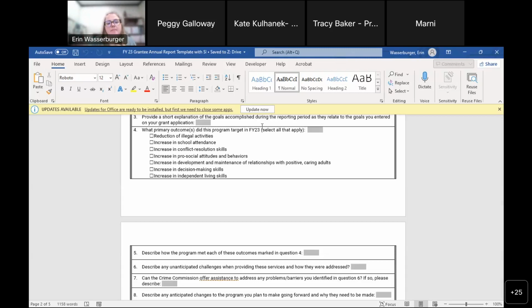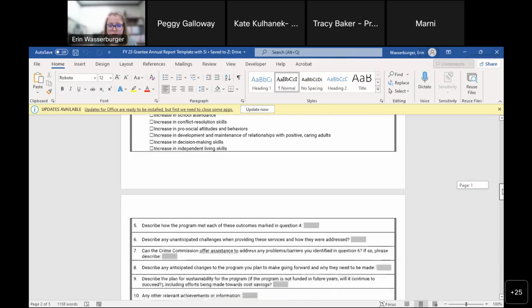So that being said, if you did target more than one of these, please include it all, even though it provides more work for question 4. We don't want you shortchanging yourselves in your programs, because we know you guys are doing amazing work.